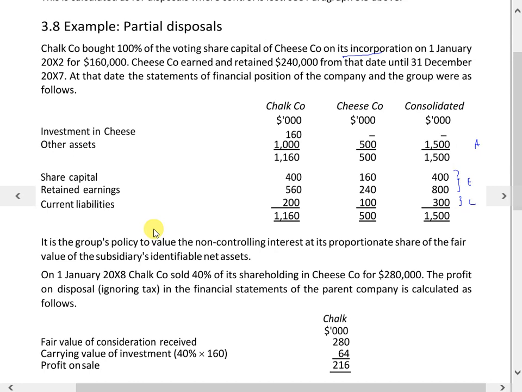I buy 100% at the date of incorporation. Means when they first set up, I really own 100%. Means how much is their retained earning at the time? Zero. Because it was purchased on incorporation. Now it already has 240. Does it belong to everything to the group? Yes, because pre-acquisition is zero. Now it's 240. Everything belongs to the group, 100%.